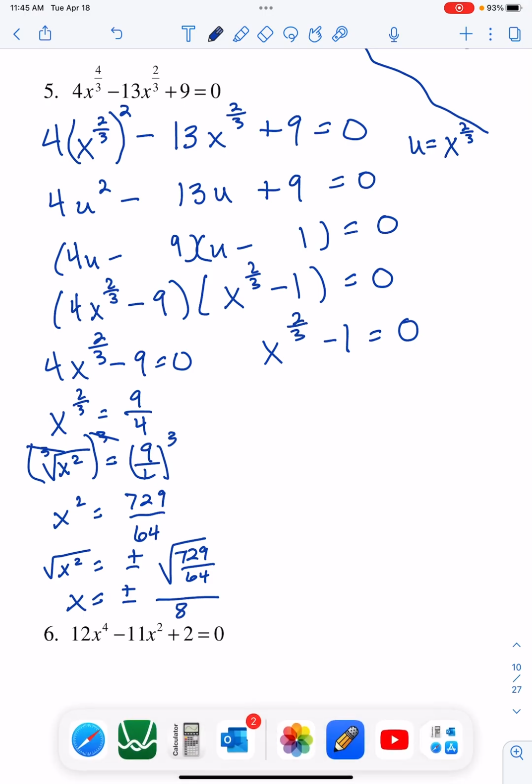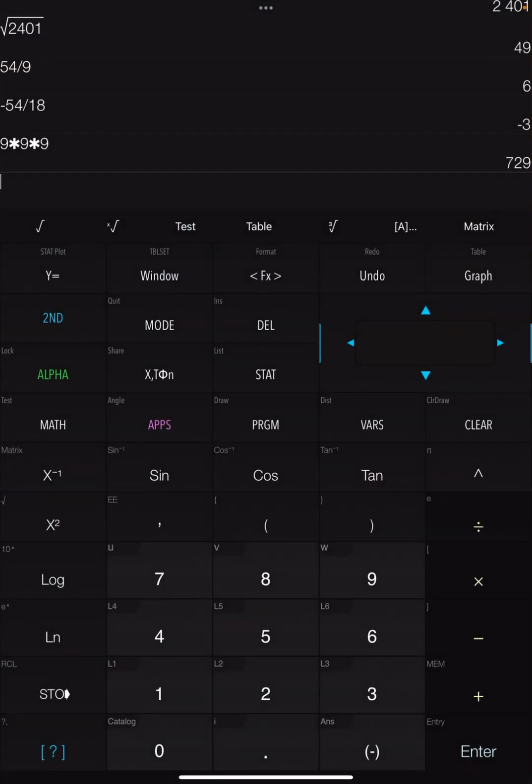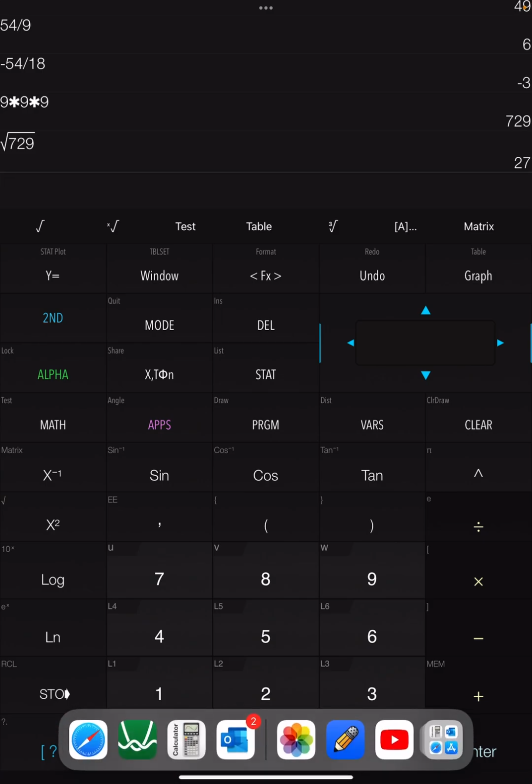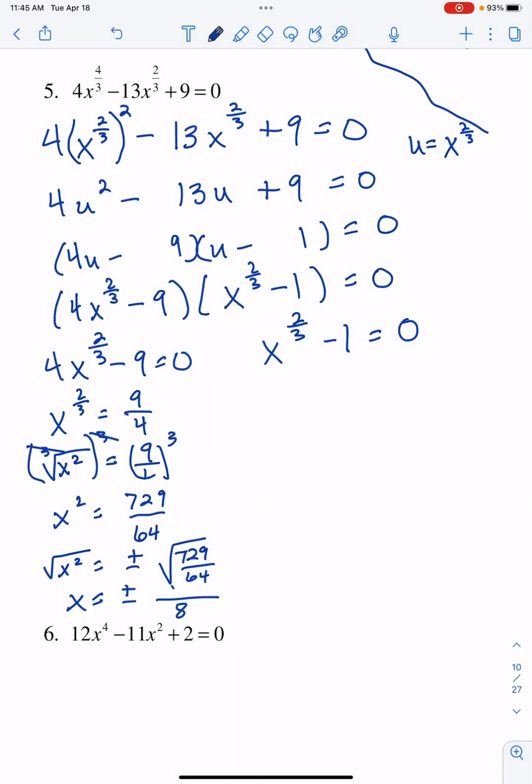of 729, well, let's just see on our calculator what happens. We get 27. So we have two answers of plus or minus 27/8.